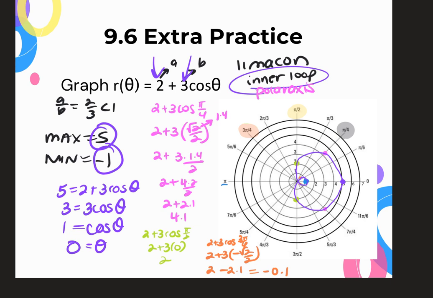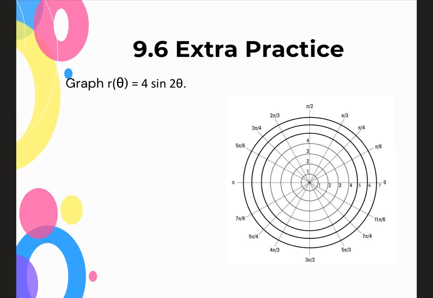This one requires the most amount of work. There's no ifs, ands, or buts about it. And you're going to get this one. It just could be inner loop, cardioid, convex, or dimpled, okay? And the last one is a rose.